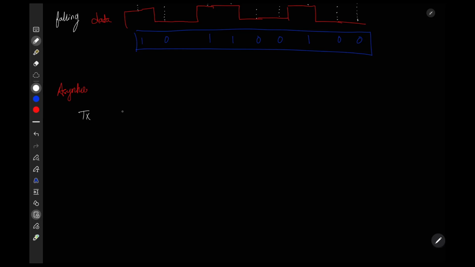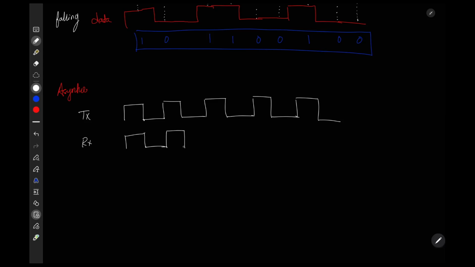And the transmitter is having a clock, and the receiver is also having a clock. The clocks are very close to each other, but not absolutely the same. That is what is important. The clocks are close to each other, but not the same.